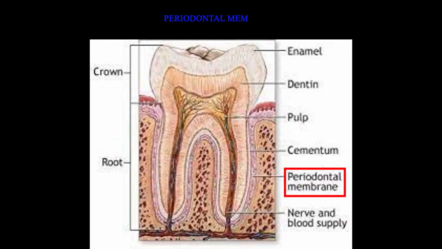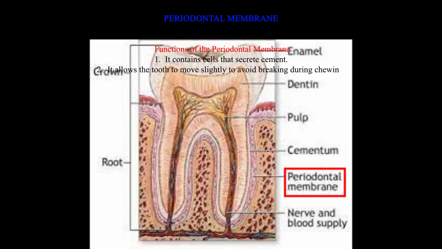Periodontal membrane. This membrane is found between the cement and the jawbone in the socket of the tooth. Functions of the periodontal membrane. 1. It contains cells that secrete cement. 2. It allows the tooth to move slightly to avoid breaking during chewing.